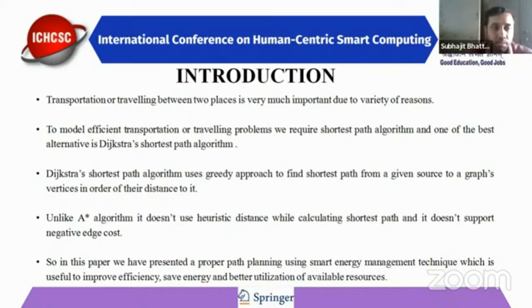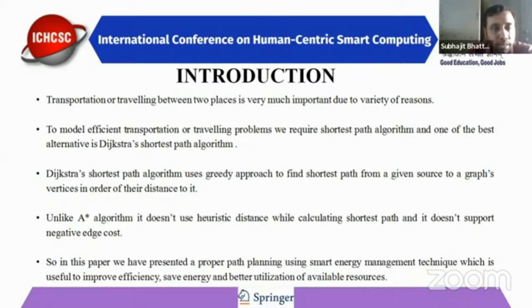So that's why transportation and traveling, from the inception of our society, these two things are very much necessary. And here we will try to introduce these two concepts and try to minimize the energy criteria while traveling or transporting something between the two places, because energy is the most vital or the costly thing today. So we will try to model the energy or try to minimize the energy in this paper.